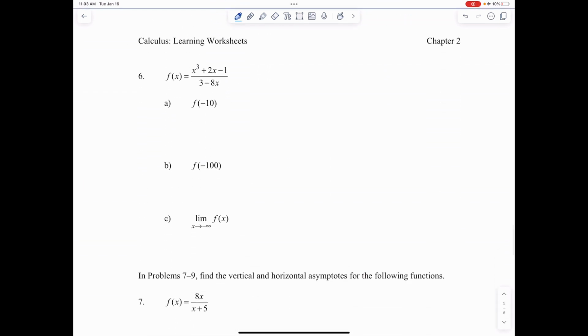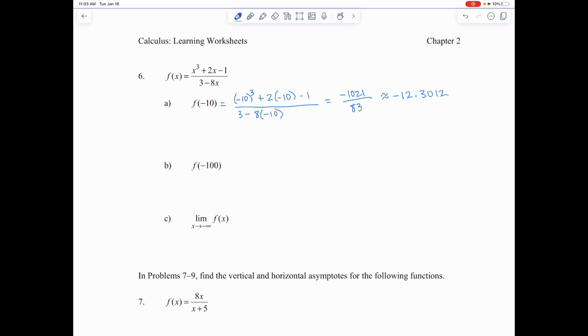Okay, next one is an example of our numerator power being greater than our denominator power. Let's plug in negative 10. So we get negative 10 cubed, 2 times negative 10 minus 1, 3 minus 8 times negative 10. This is going to give us negative 1,021 over 83, which we can approximate to negative 12.3.